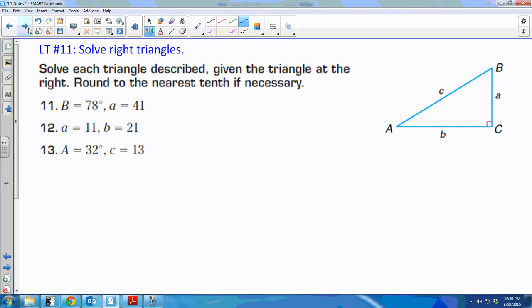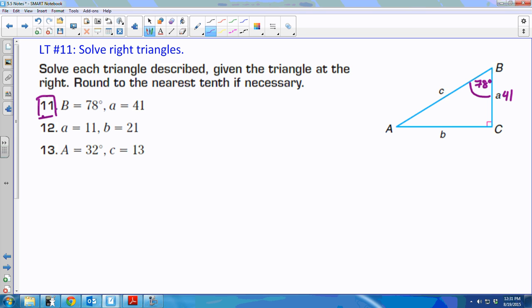Now, you can use any of the following things to do any of these problems, depending on the information you're given. You might need to use the Pythagorean theorem to find a missing side. You might need to subtract from 180 to find a missing angle. You might need to use trigonometry to find missing sides and missing angles. It just depends on the information that's given to you. So, this first one says that angle B is 78 degrees and side A is 41 units. I need to find all of the missing sides and all the missing angles.